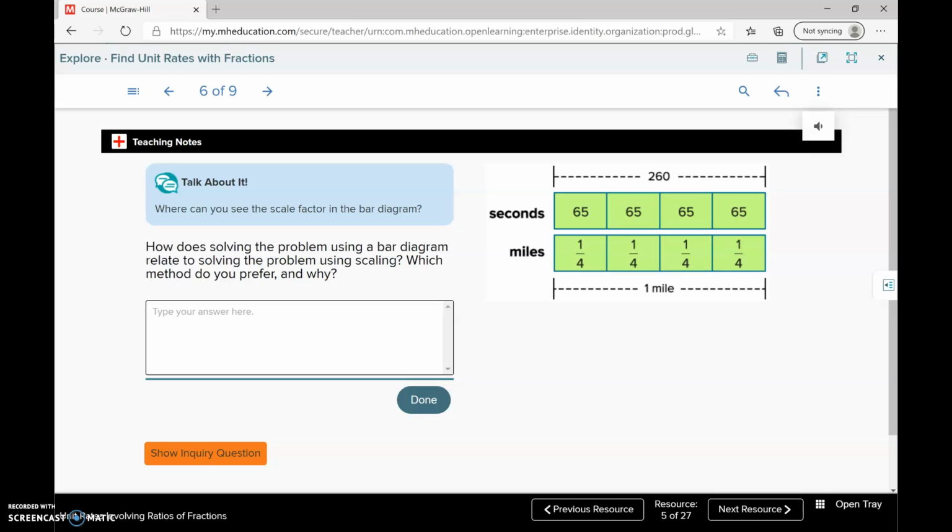All right, so I want you to think about this for a minute. How does solving the problem using a bar diagram relate to solving it using scaling? Which method do you prefer and why? Go ahead and write your answer down. Think about it. You can write that down.